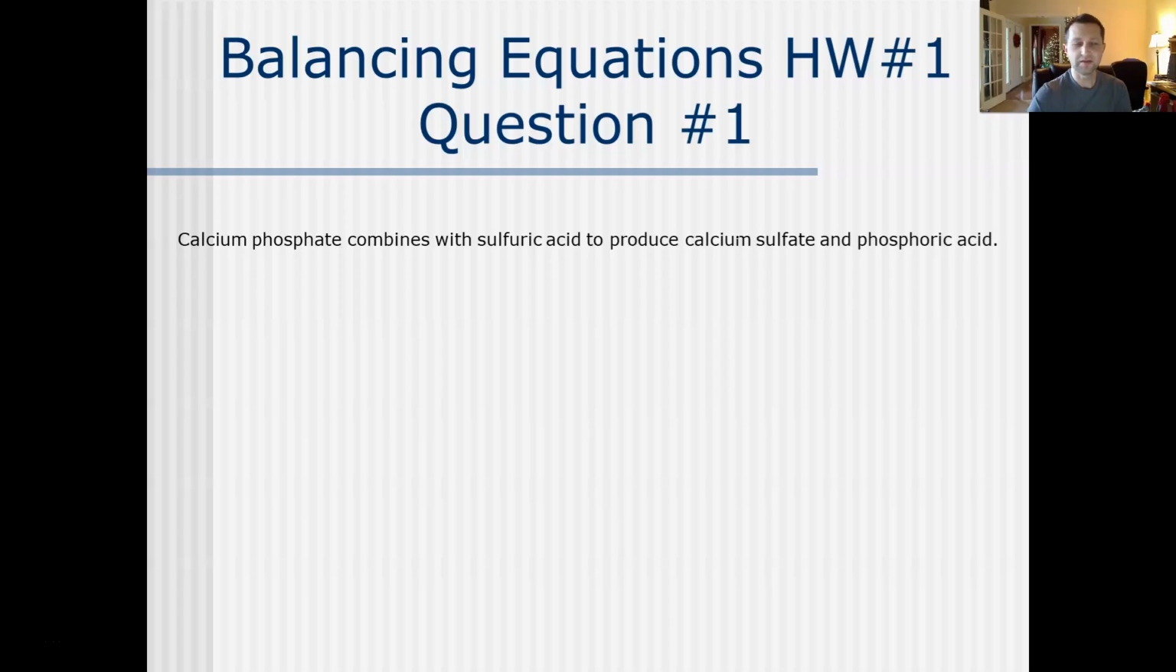The first one gives you a description of an experiment that's happening. What you need to do is summarize that into a word equation and then a balanced chemical equation. We want to take the fancy version here and simplify that first. It says calcium phosphate combines with, which is just a fancy way of saying plus, sulfuric acid to produce. To produce is our yield sign. Calcium sulfate and phosphoric acid.